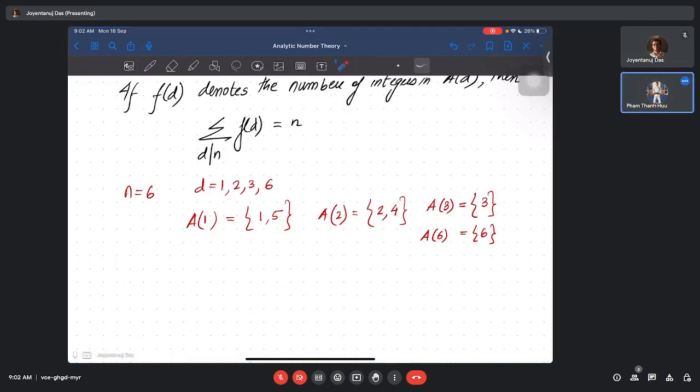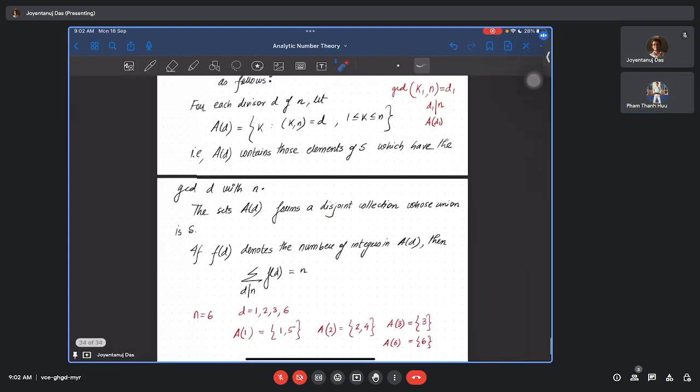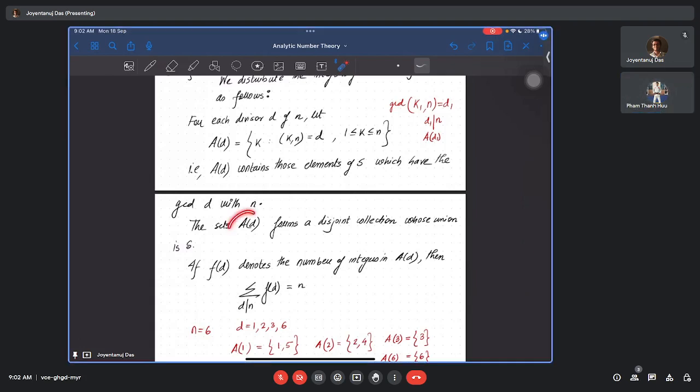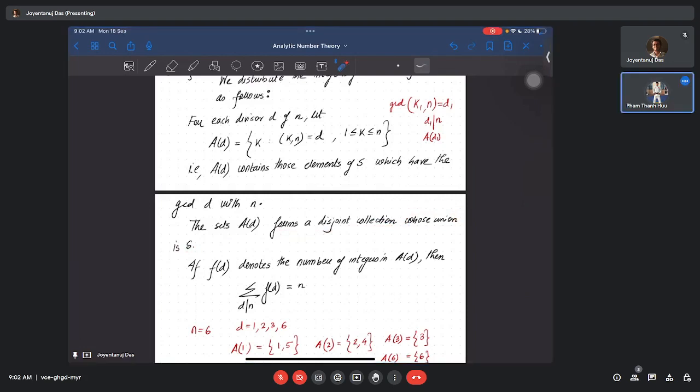So this part is clear. What we saw is that the sets A of d form a disjoint collection, and their union is the whole set S, right? The sets A of d form a partition of S.